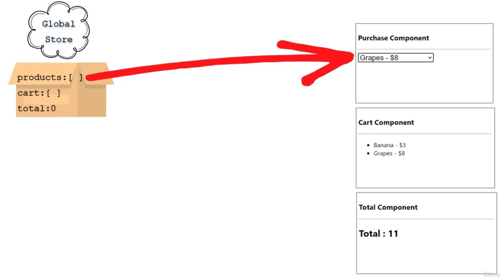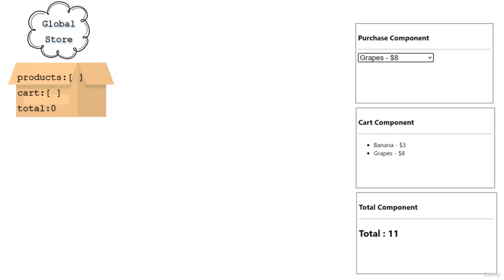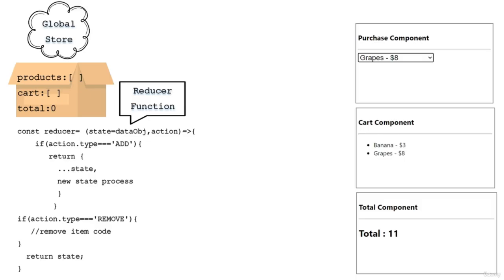This means there is an action, there is an event. Whenever there is an event, you have to write that event inside the reducer function. For example, there is a function where I'm writing the process of adding the data to the cart. This means the reducer is a kind of global function which can access the global store. But your components are at a different level. They are segregated from this global store and global reducer function.